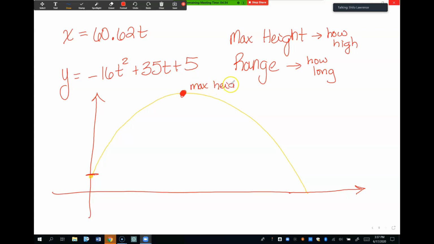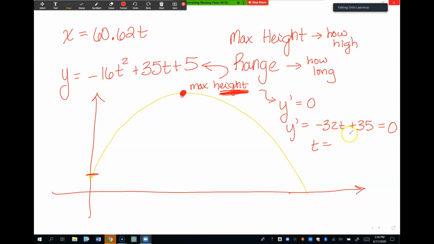So we have to remember from Calculus 1 how we find maxes and mins in order to figure this out. In Calculus 1, this specifically is referring to height. That means I only need to use my y equation. And in Calculus 1, we learned that maxes occur when your derivative is 0. So to find maximum height, all we have to do is take that y equation and take the derivative. I would get negative 32t plus 35, and then set it equal to 0, and solve for t.